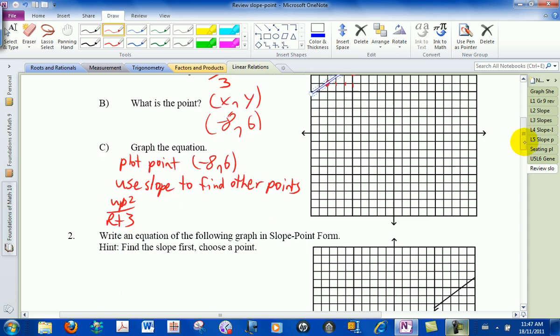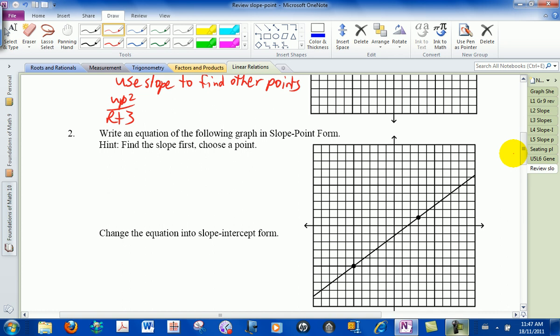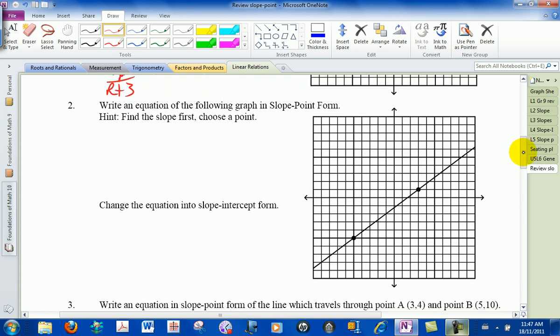Okay. Next part now. Write an equation of the following graph in slope point form. So now we're starting with the line and we have to go to our equation. So first find the slope. What you can do is find the values, but that's a little harder. What I would do is make a, what's this called? Yeah, make your triangle. So you want to find the slope by counting.